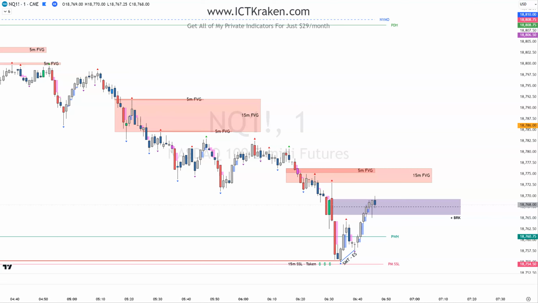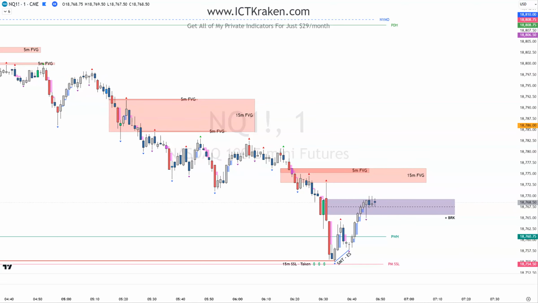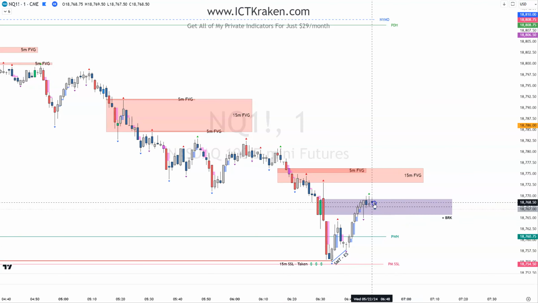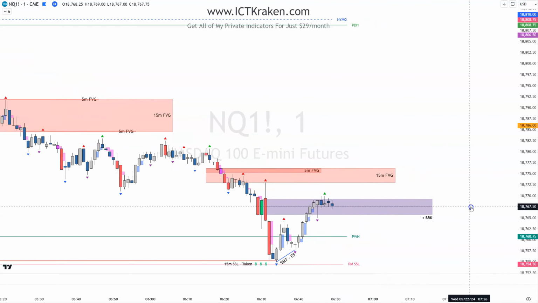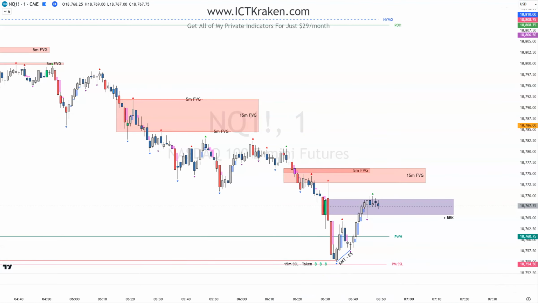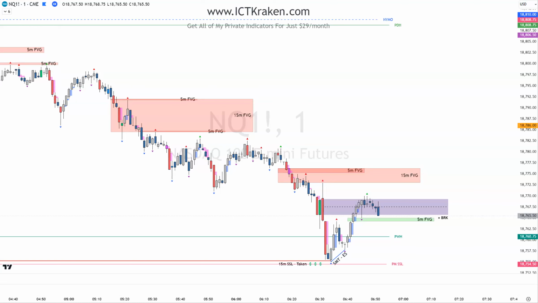Let's see. Order blocks holding. See how the bodies are not going past it. It's very telling right there. It doesn't want to go past it right now. So it may end up coming down and going back unless it can break through it. If it breaks through it, I'm fine with it.